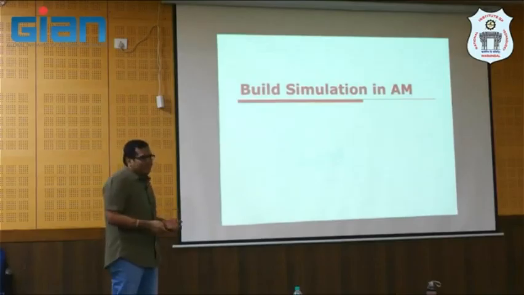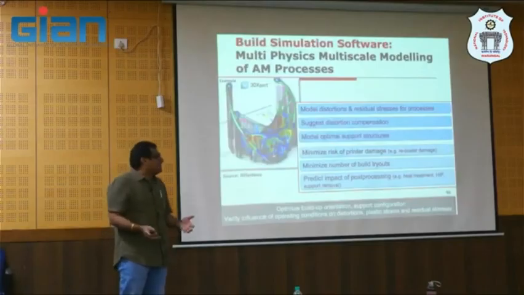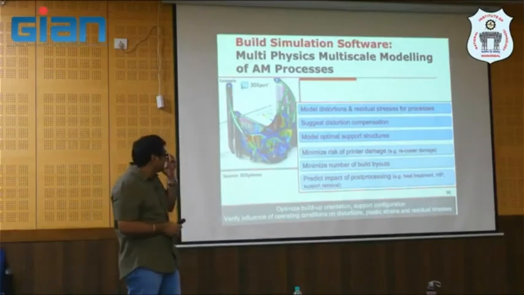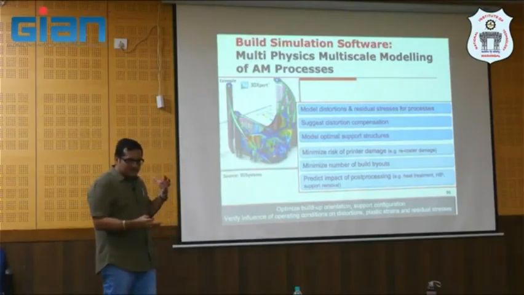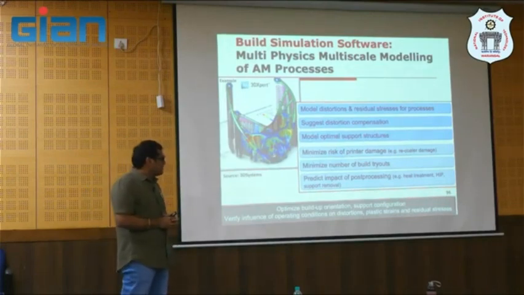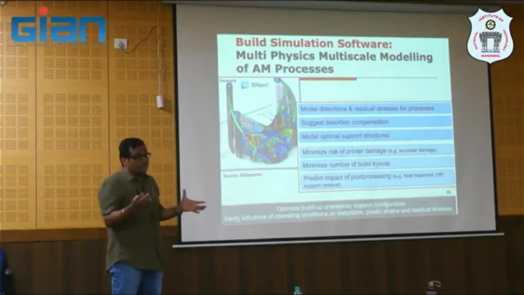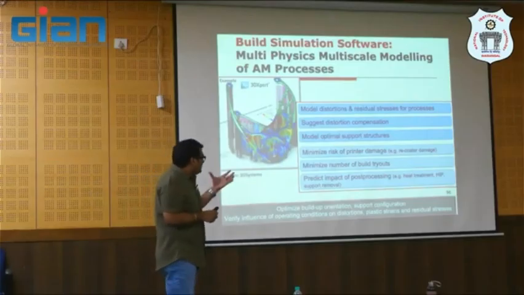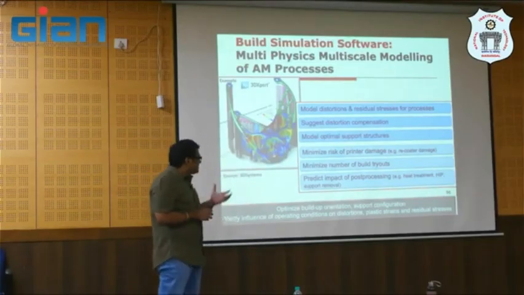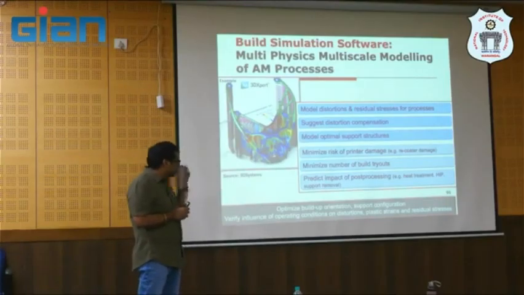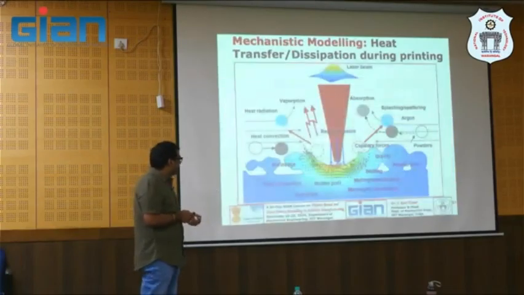And build simulation, anyway, I'm not an expert, I'm also learning. So you have multi-physics, multi-scale modeling. In this case, you are modeling distortion and residual stresses. Anyway, tomorrow we are going to see how we can predict this kind of thing, and if at all you do compensate, how do you get compensated? Distortion compensation and optimizing the support structures, and minimum risk of printer damage, recoater damage, which previously also we were discussing, minimizing the number of build tryouts, and predicting the impact of post-processing like heat treatment, HIPing, or support removal.